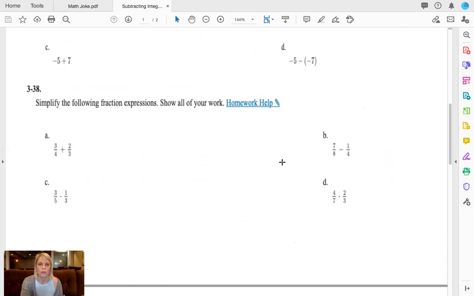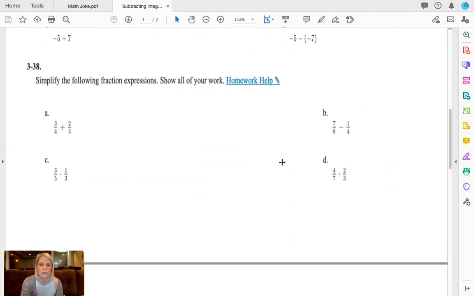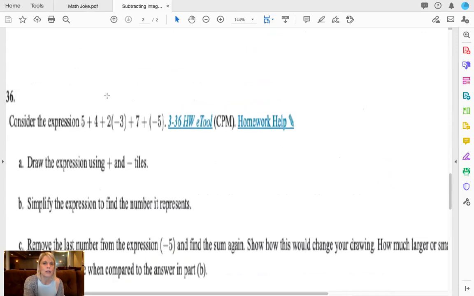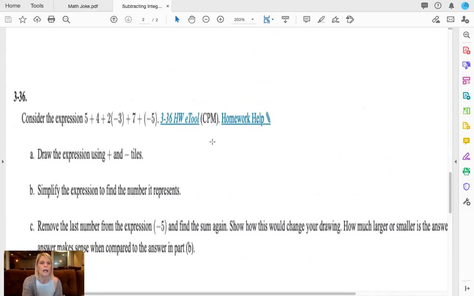3-38 goes over some review of multiplication, subtraction, and addition of fractions. On this, you're just making this expression. Now, this is a little easier because it's all addition. So you have 5 plus 4 plus 2 times -3. I'm gonna tell you right now, since that's a little bit trickier, that just equals -6. So basically you have 5 plus 4 plus -6 plus 7 plus -5. So I'll tell you that now, so that helps you out.